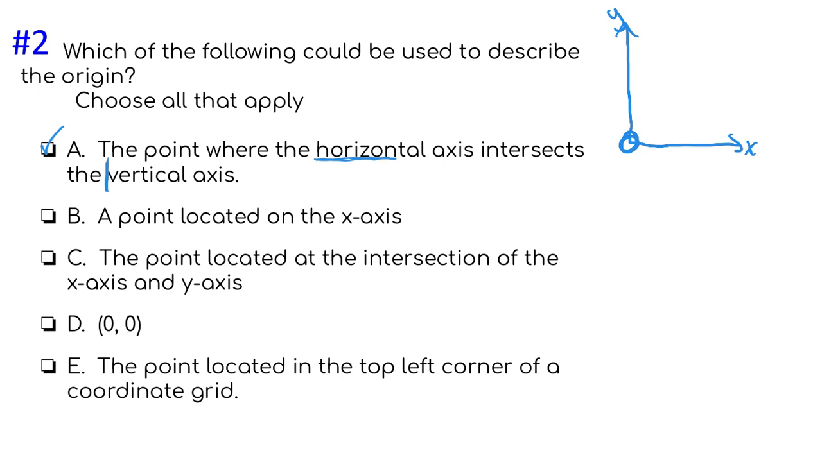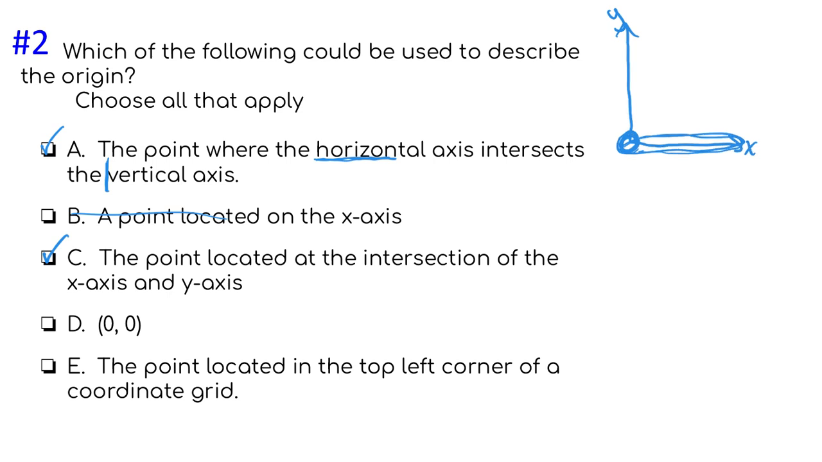It's on the x-axis, but it's not just any point on the x-axis. That would be all of these. And so B is out. C, the point located at the intersection of the x-axis and y-axis. Yes, that is the intersection. That is where the x-axis and the y-axis intersect. So C is correct. D, 0, 0, absolutely.